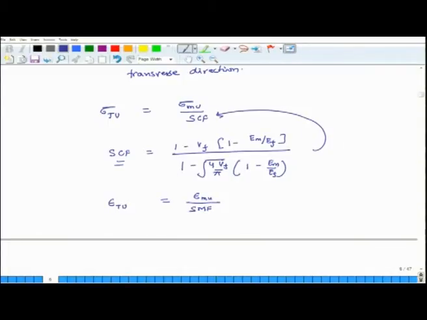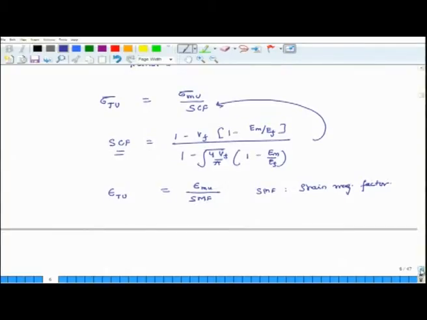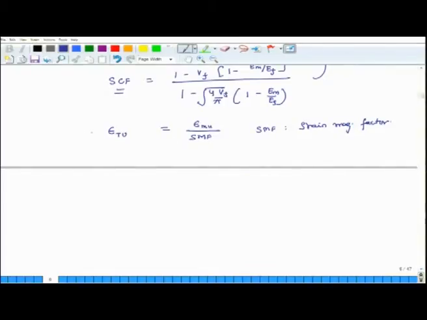And what is SMF? SMF is strain magnification factor. So, this is a factor which is similar in its nature to stress concentration factor. Stress gets concentrated and then it becomes high. In a strain, in certain areas there is more strain, so strain gets magnified. So, that is why we call it strain magnification factor. And so this particular relation we will use if we know epsilon mu.